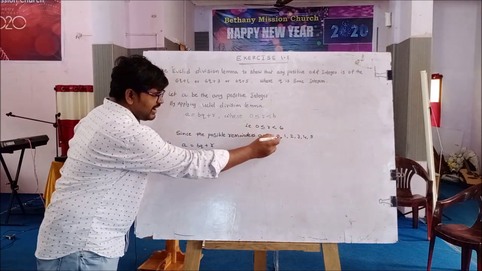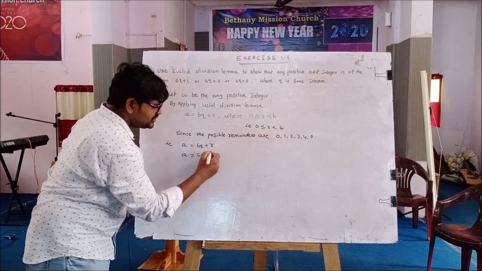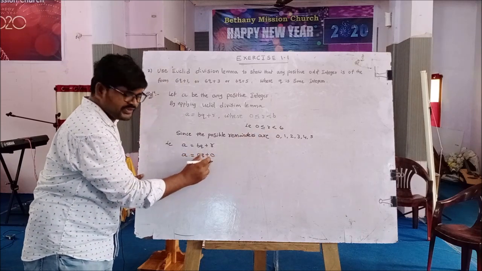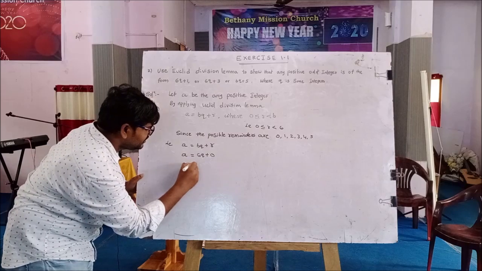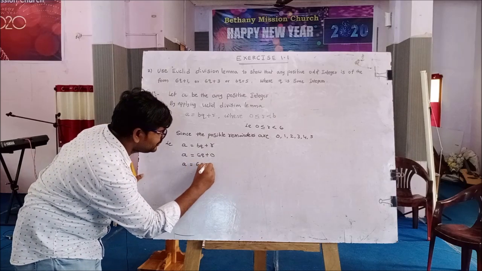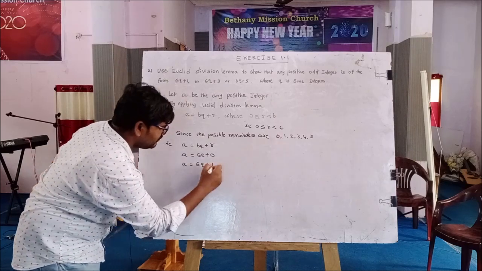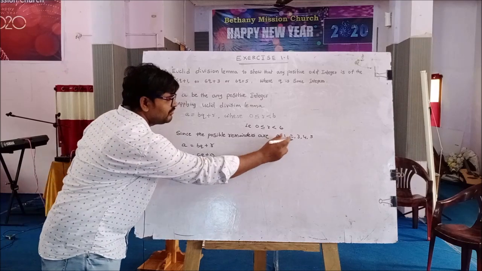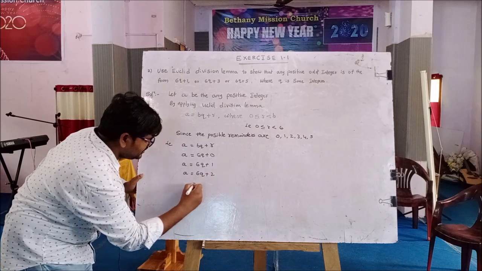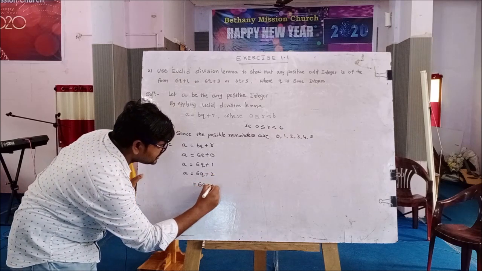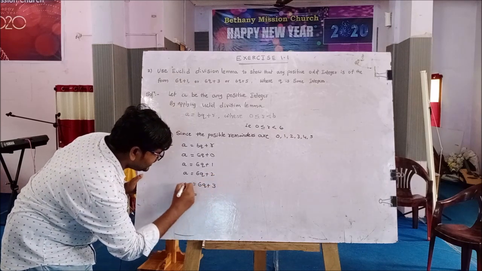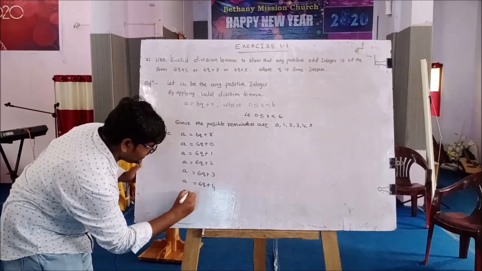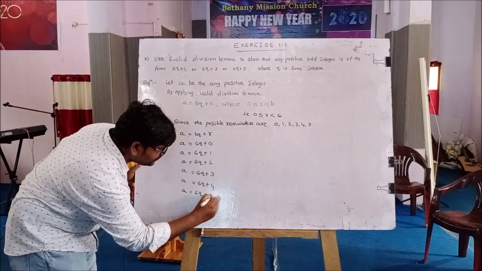So first of all we take the remainder R equals 0. So A equals 6q plus 0. And next, A equals 6q plus the next remainder 1. And A equals 6q plus 2, and so on. A equals 6q plus 3, A equals 6q plus 4 and A equals 6q plus 5.